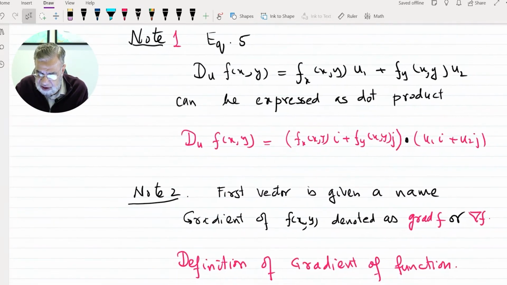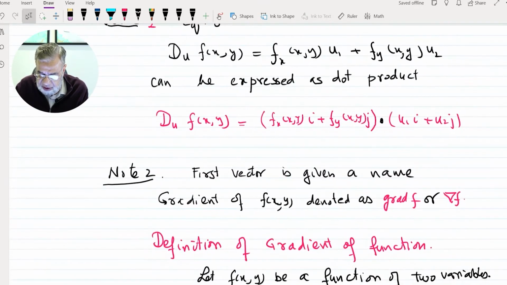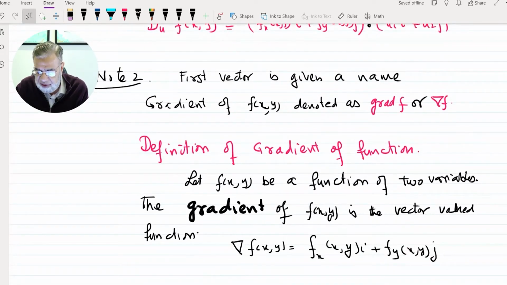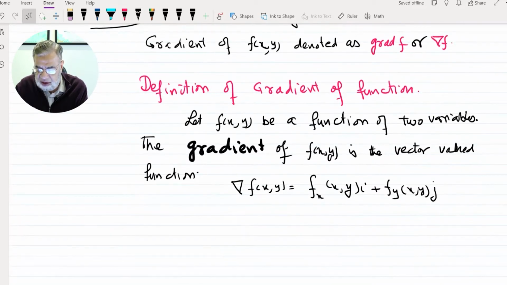One vector contains the partial derivatives, the other vector is the unit vector. The vector which contains the partial derivatives, we denote by the name gradient. We write it as gradient of f or del f. We can write it in either way we like. So the definition of the gradient is: let f(x,y) be a function of two variables. The gradient of the function is a vector-valued function, that is, the gradient of f is equal to f_x(x,y) i plus f_y(x,y) j.